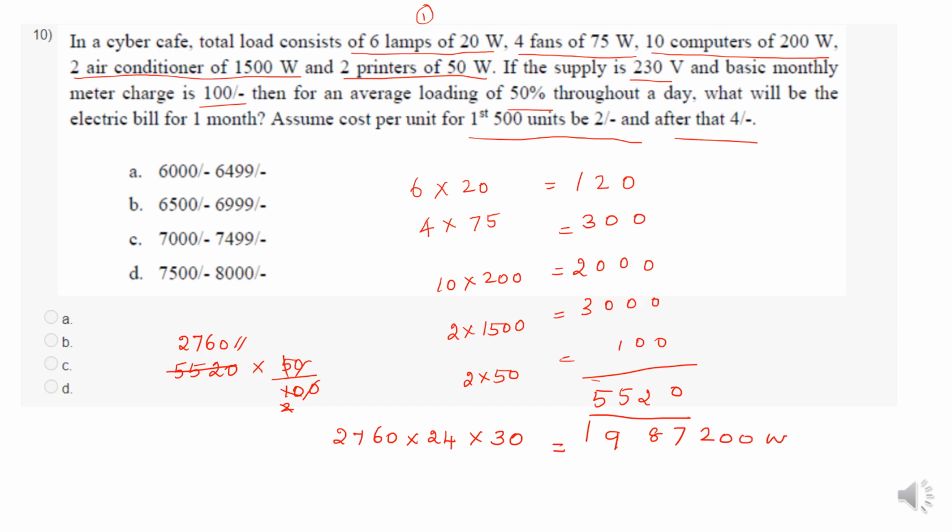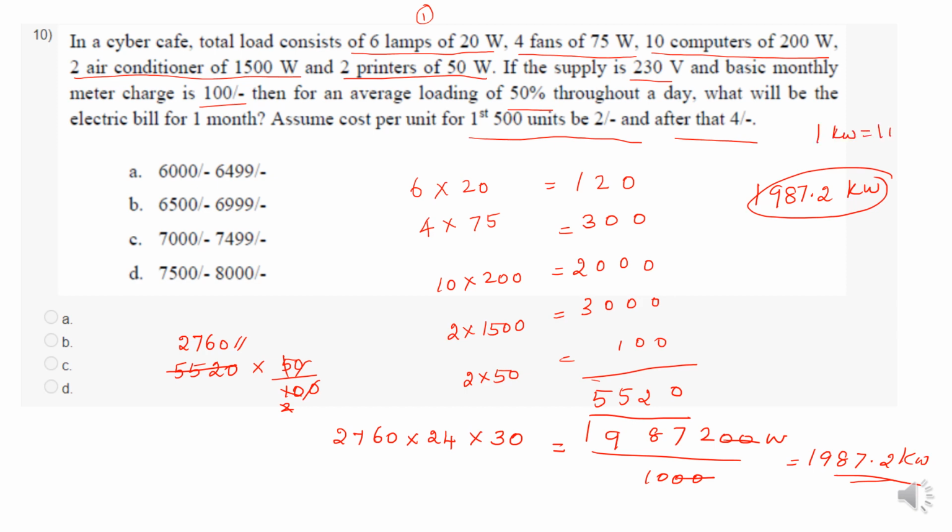Now convert this into kilowatt, so divide it by 1000. So it will be 1987.2 kilowatt hour. Okay, 1 kilowatt hour means 1 unit. What they have given here: assume cost per unit for the first 500 units is 2. So 2 into 500, that is 1000 rupees.